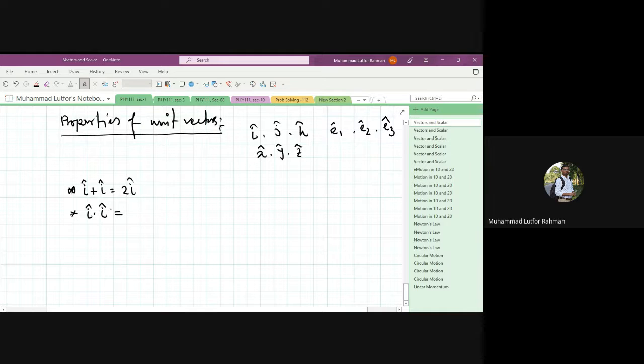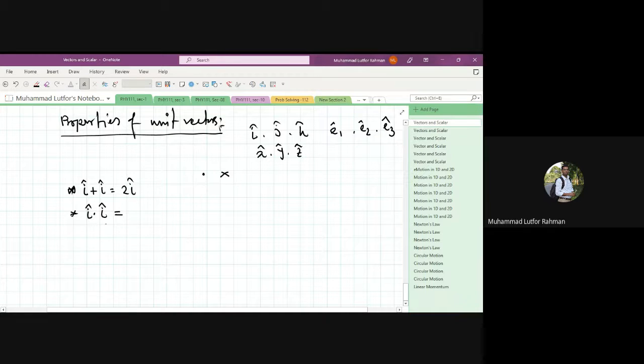What would that be? Because we know that in vectors, there are two types of multiplication. One is the dot, we use that symbol, another is the cross, right? These are not the same. One gives a scalar quantity and another gives a vector. So these are two different things, there is some difference between them.